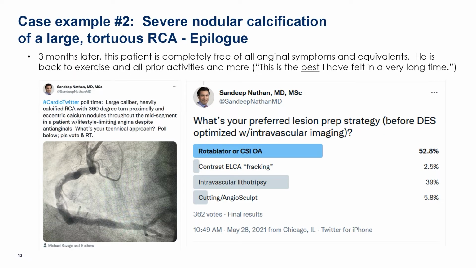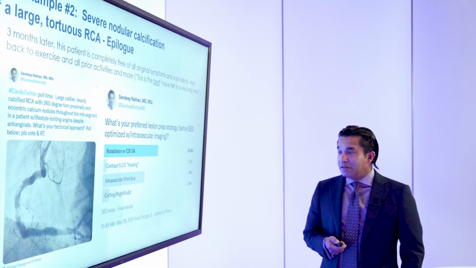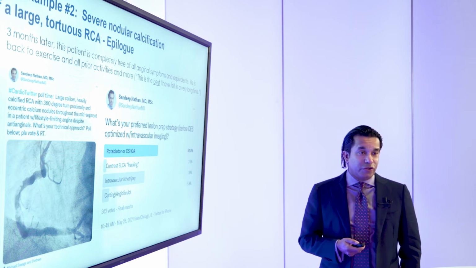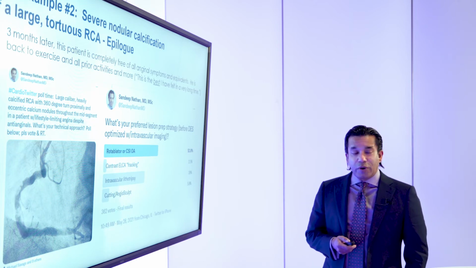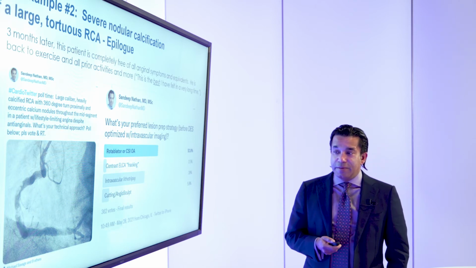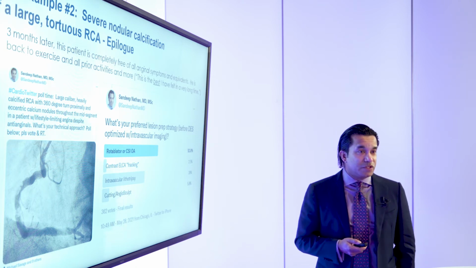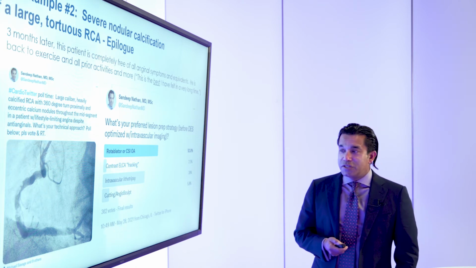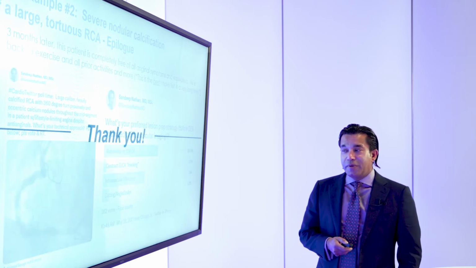I also posted a Twitter poll just to kind of see what folks would do with this. When I got this film from the outside institution, I posted this Twitter poll, and by a narrow majority, orbital or rotational atherectomy was the choice. Although about 40% of respondents did say intravascular lithotripsy. So it is kind of interesting to see where everyone's head is in terms of treating nodular calcium in a very large vessel, and I think that image very nicely demonstrates all the nodules that are sort of studding the mid portion of the RCA. Nice postscript to this case. I'll stop there. Thanks so much.